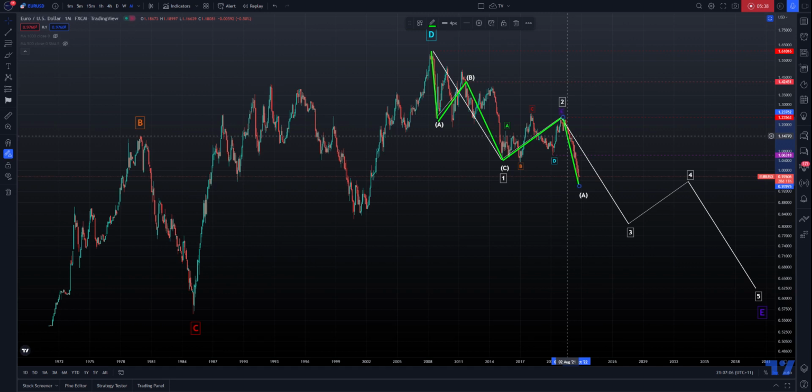To get a wave E up, you'd have to get one in order to produce the wave C down later, which needs to be fairly long, fairly large, fairly deep. So to me, it makes sense that this wave E is probably going to go a lot further to the downside. Now, if I'm wrong, then we have to cross that previous high before we see anything else. We won't be able to see another leg down if we break up above that, right?